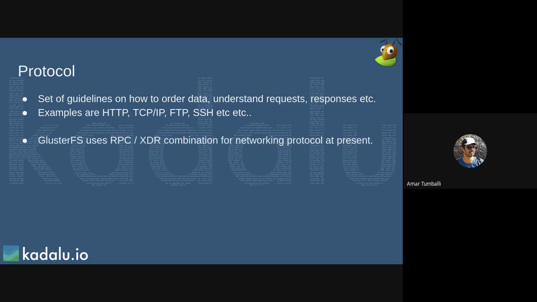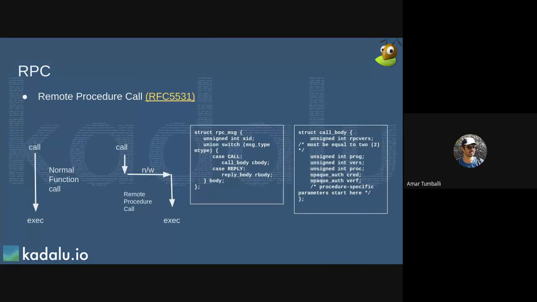So, if we come to Gluster FS, it uses an RPC and XDR combination for its networking protocol at present. We'll talk about what RPC and XDR are in a while. Let's look into what RPC is first. RPC stands for Remote Procedure Call.